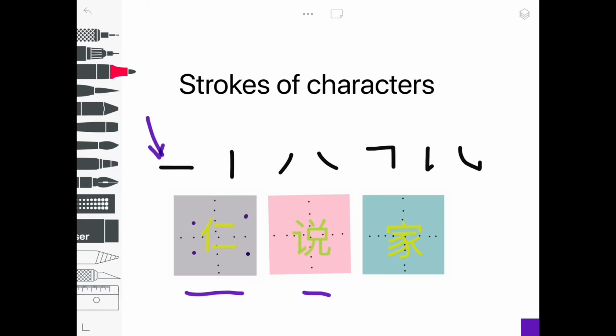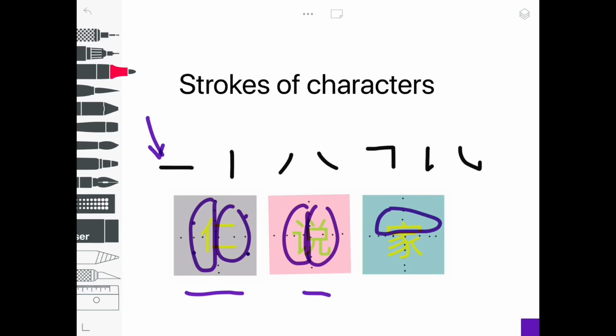For example, the first one, it's a left and right structure, and the second one is also a left and right structure. The third one is an up and down structure.